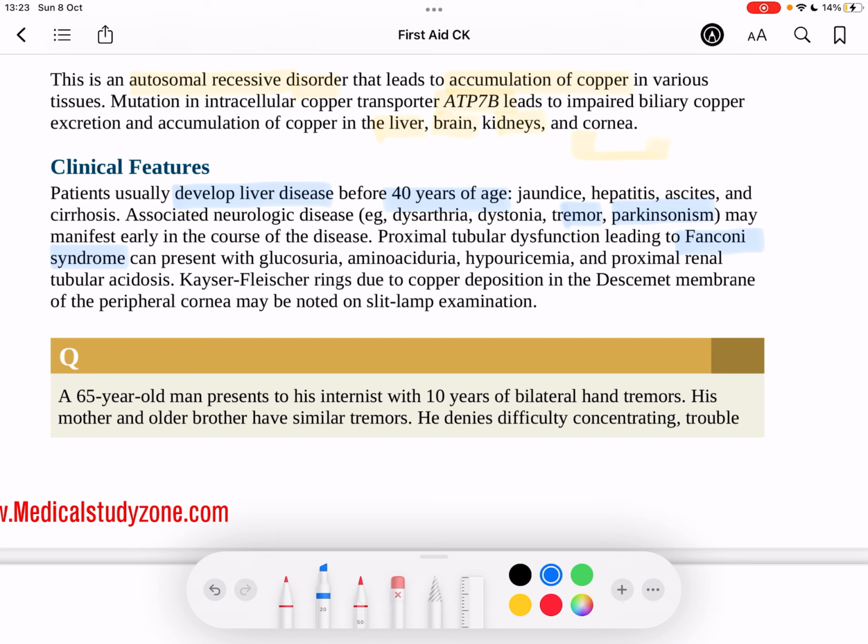Of course, we do have the very famous Kaiser-Fleischer rings, that is the copper deposition in the Descemet's membrane. And one thing I really want to stress is that the Descemet's membrane is not the iris, it's the cornea. And Step 1 love to test you on this because they know most students think that it's the copper deposition in the iris. It's not, it's in the cornea. And that actually came up in an examination, not USMLE, but it came up in another exam that I've done.